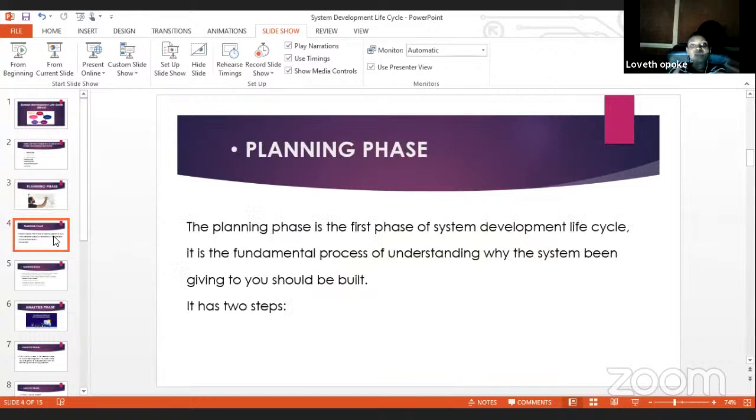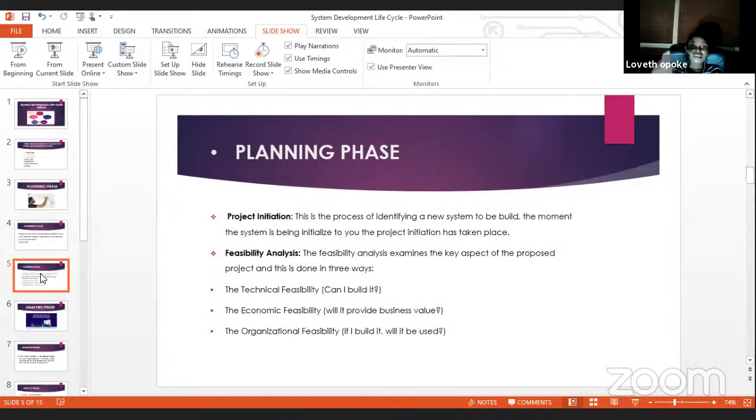In our planning phase, you can see this man planning how to go about the project being initialized to him. The planning phase is the first phase of the system development life cycle, where you understand the fundamental reason why the system being given to you should be built. You can do this in 2 ways. We have project initiation, which is the moment the new system that is given to you is identified.